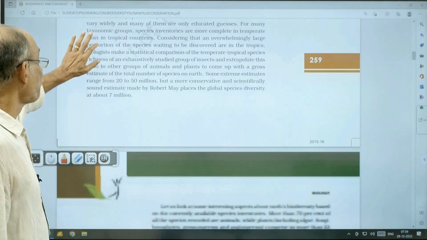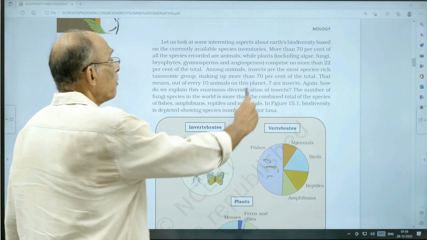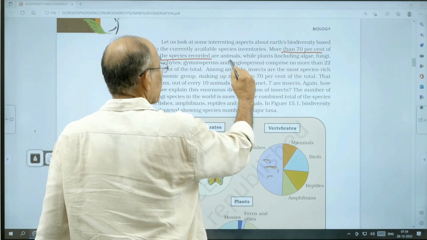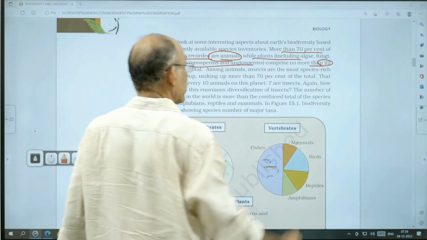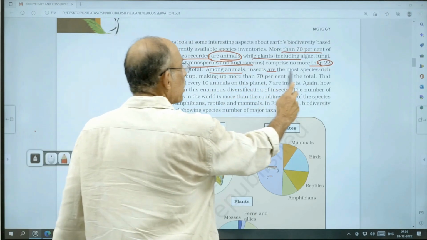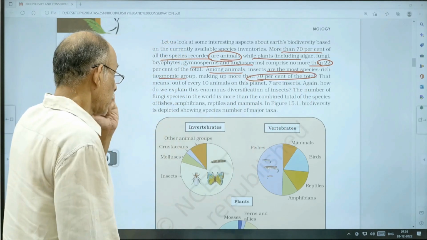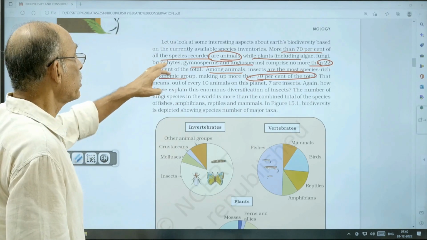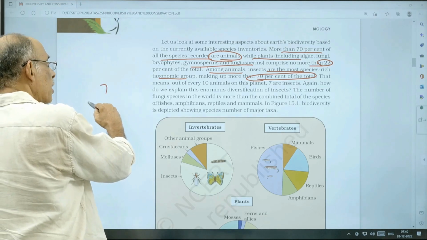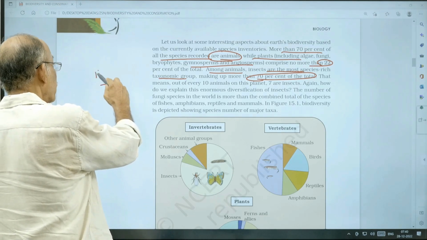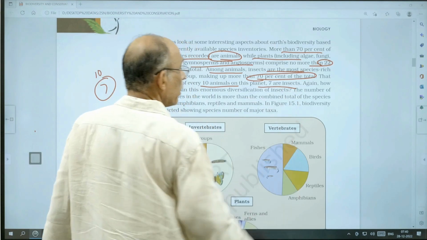Now, what sorts of species are seen? More than 70% of all species recorded are animals, while plants, including all the groups, come in at only 22%. And among animals, insects are the most species rich, making up 70% of the total. That means if we catch 10 animals, 7 of them will be insects.